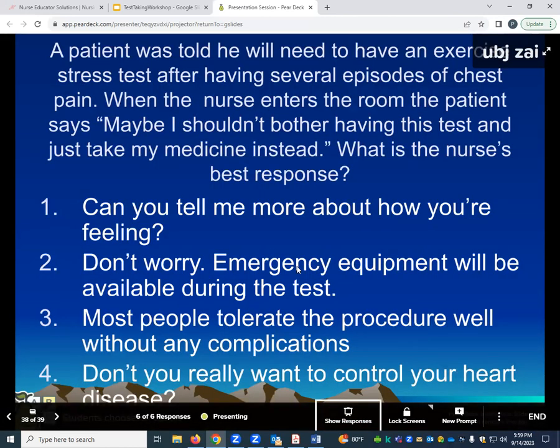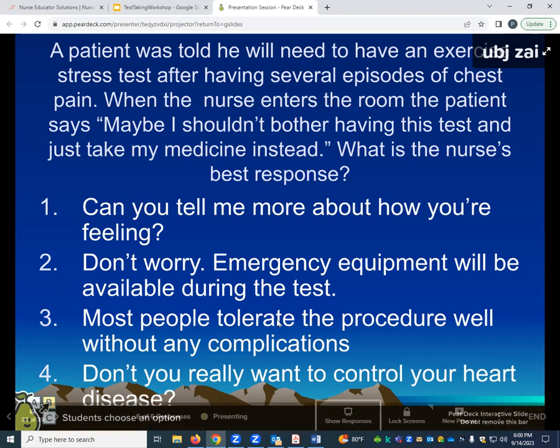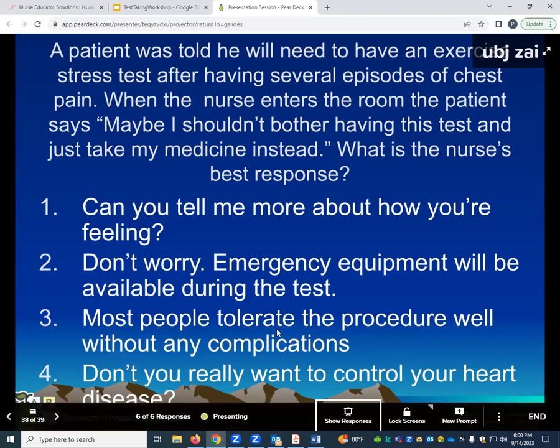I would not feel very comfortable if the person said, oh yeah, we've got the crash cart in case there's a problem. That's not too good. Same thing with the other one, I wouldn't feel very comfortable after that. And number four is very confrontational.